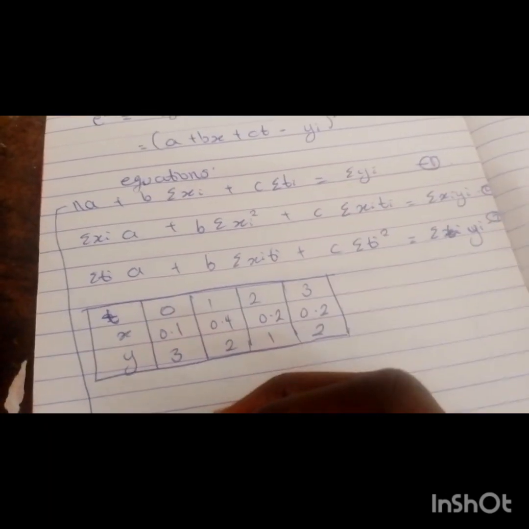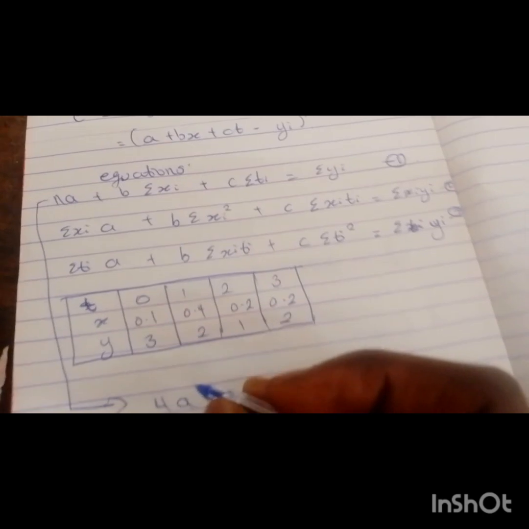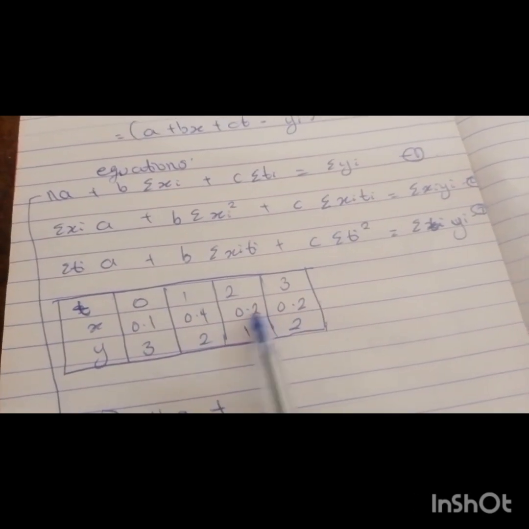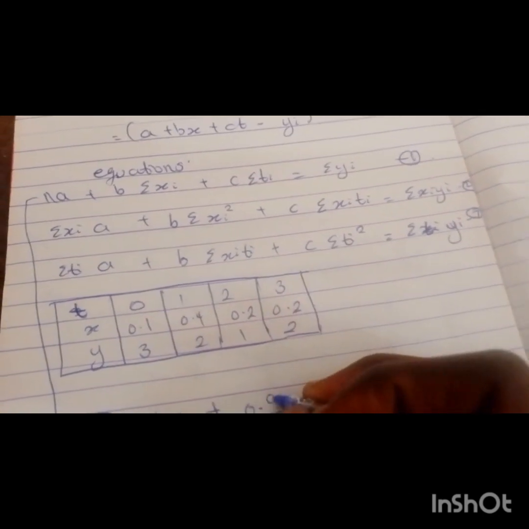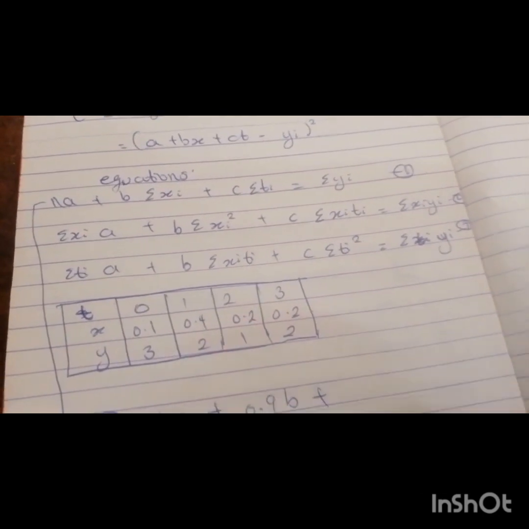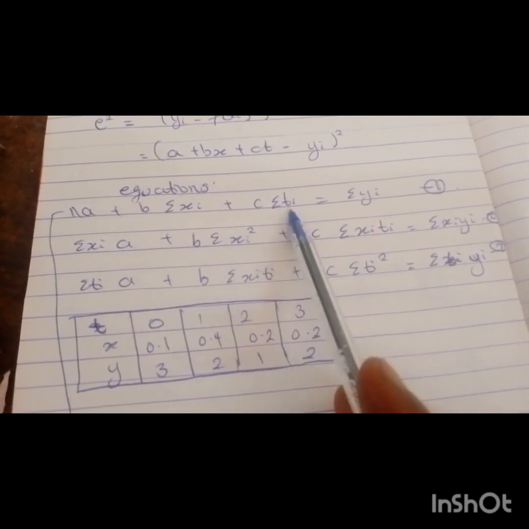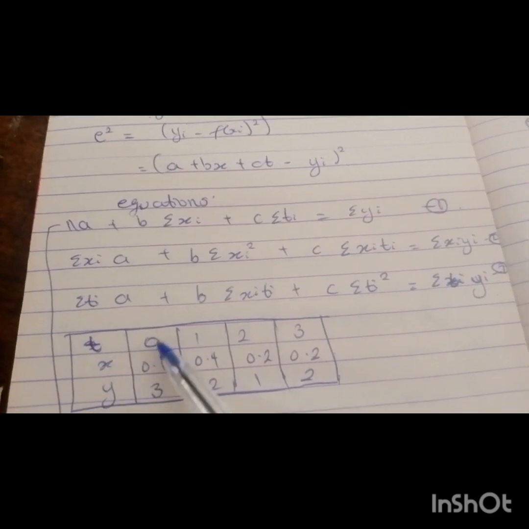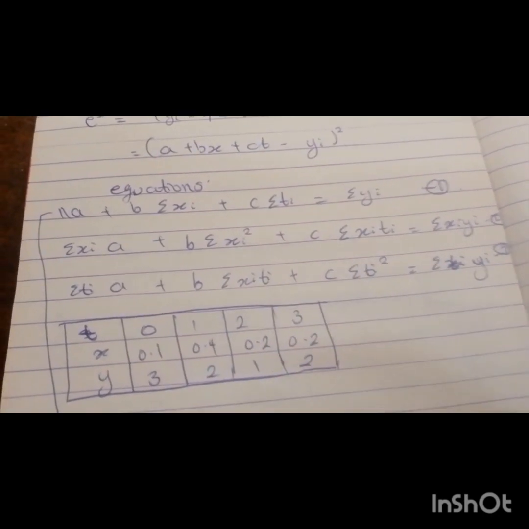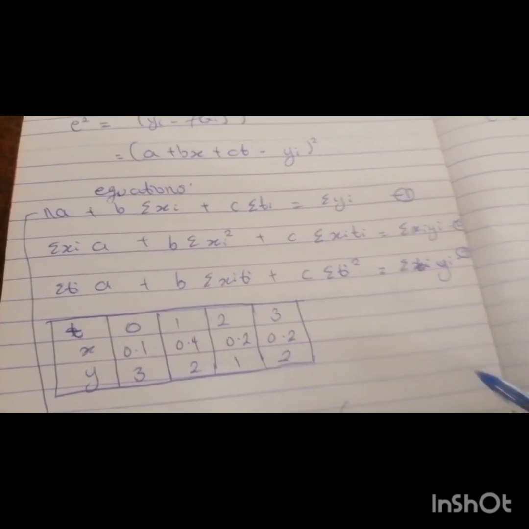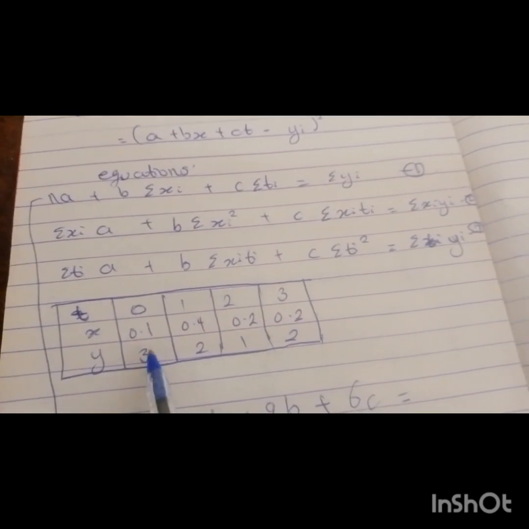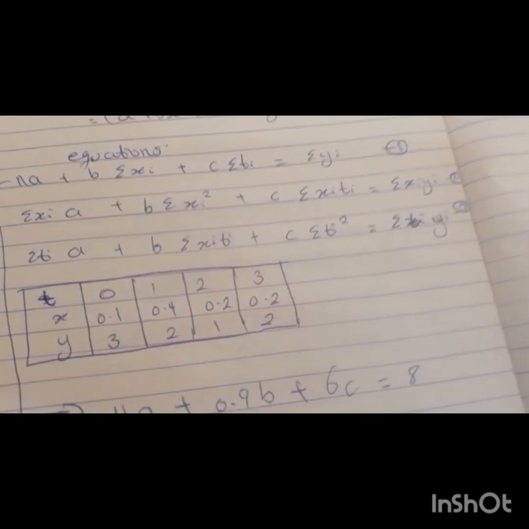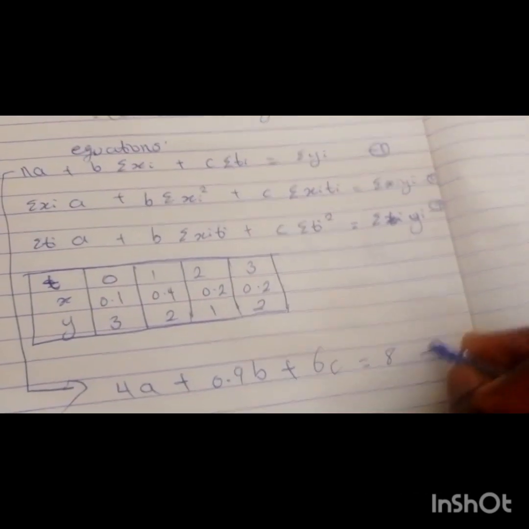So we are going to say 4a plus summation of xi. That will be this plus that plus that plus that. So you have basically 0.9b plus summation of the ti times the c. So where's the ti? This plus this plus this plus that gives us 6c, equals the summation of y. So this plus that plus that gives us 8. Okay, so this would be our equation 1.